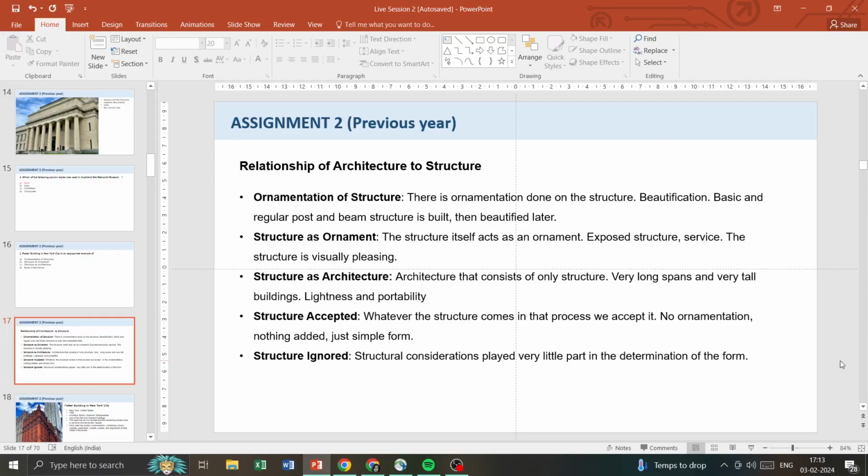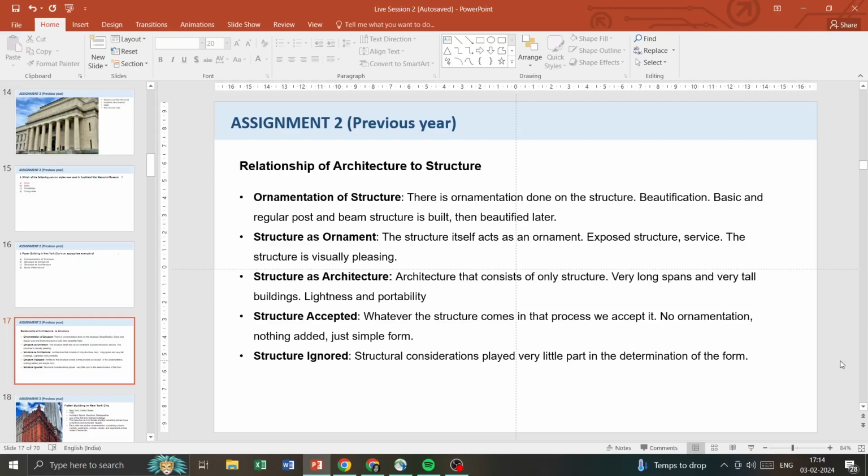Then we have structure as ornament. For example, the structure itself is acting like an ornament. It could be an exposed structure, it could be exposed services, and the structure is very visually pleasing, so it can be considered as structure as ornament. The examples would be the Millennium Dome and the Pompidou Center in Paris, because the building is characterized by the structure. You will see some images. I'll make it more clear in the following slides.